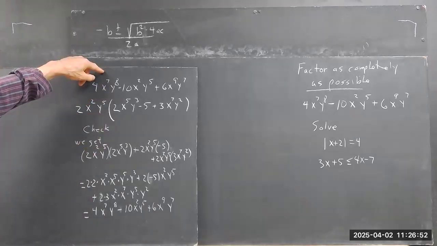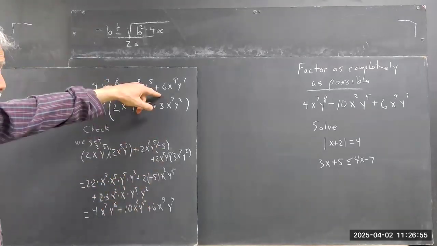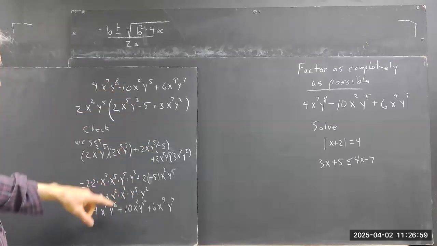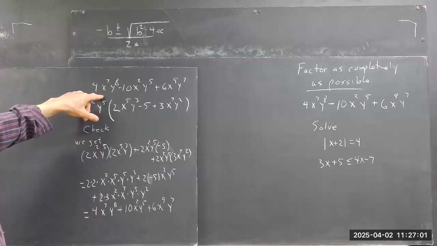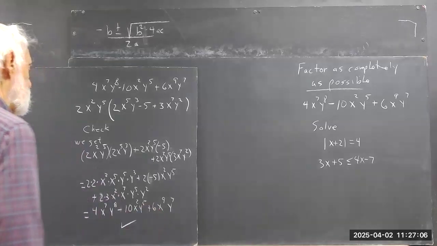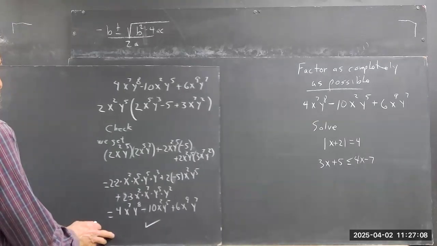Does that match what we have up here? There's 6x to the 9th, y to the 7th. There's 10x to the 5th, 10x squared, y to the 5th, 4x to the 7th, y to the 8th. Okay?